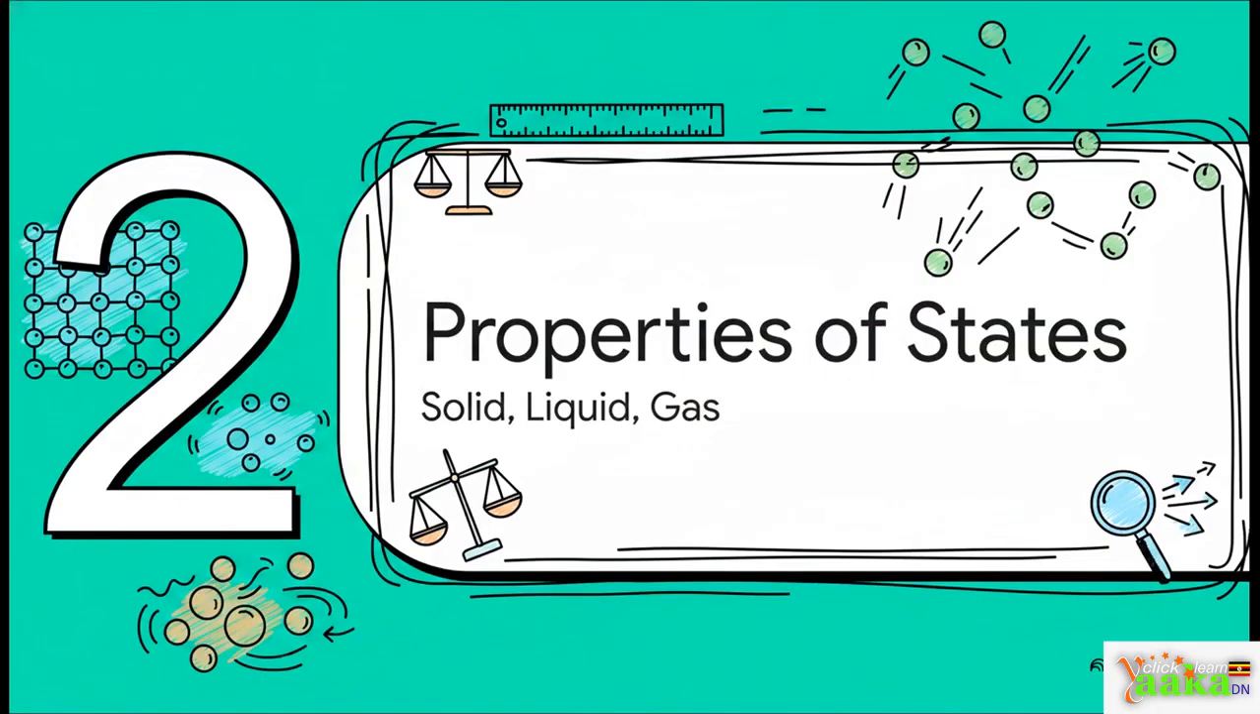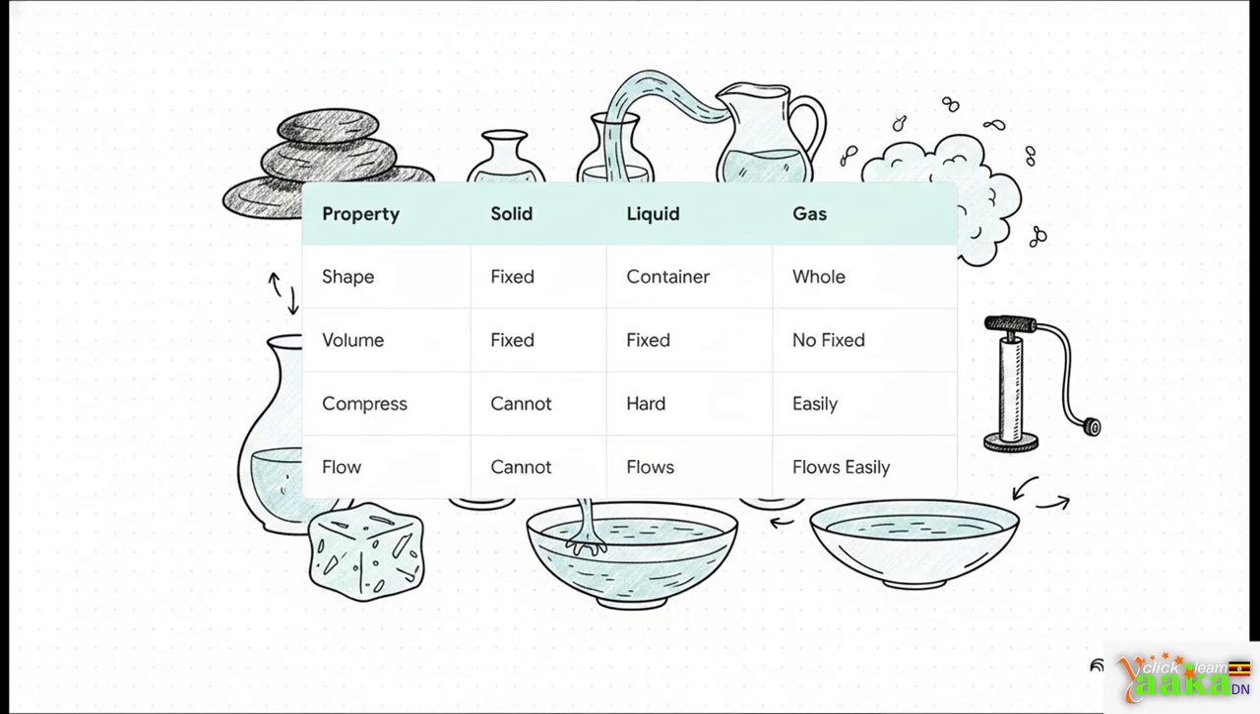Moving right along to Section 2, Properties of the States. If the stuff around us is matter, how do we tell the different forms apart? We just look at how they physically behave. Think of a solid, like a stone. It has a completely fixed shape and a fixed volume. There's literally no way you're compressing or squeezing a stone into a smaller size, and you definitely can't pour it. But liquids, like water, they keep a fixed volume, sure, but they magically take the exact shape of whatever you pour them into, and they flow so easily.